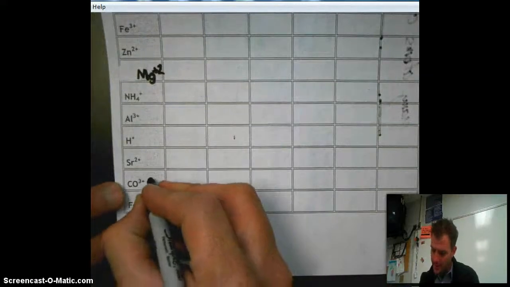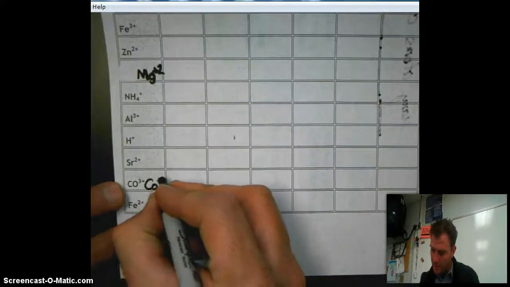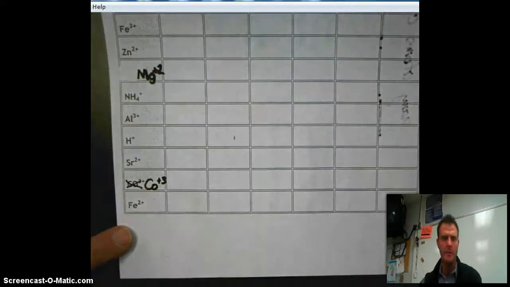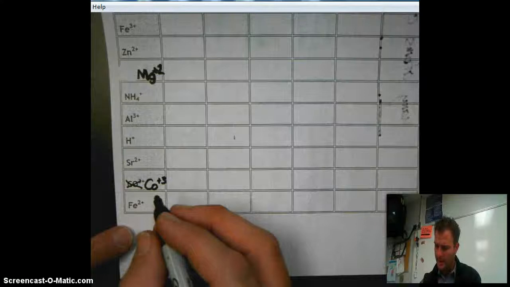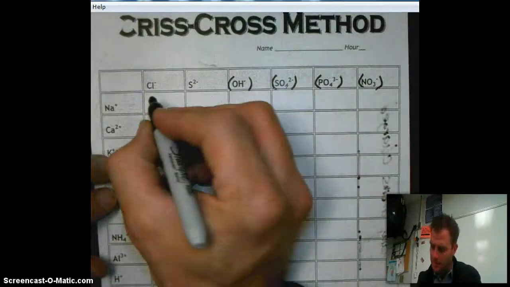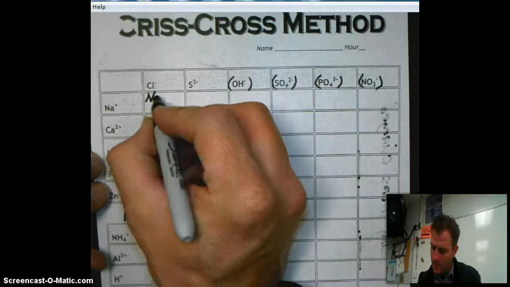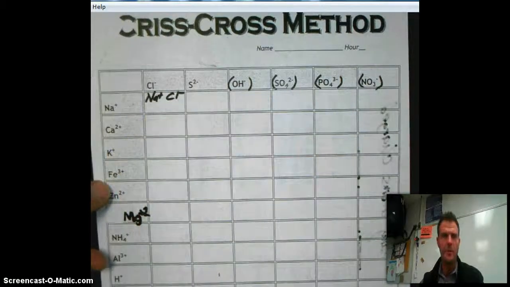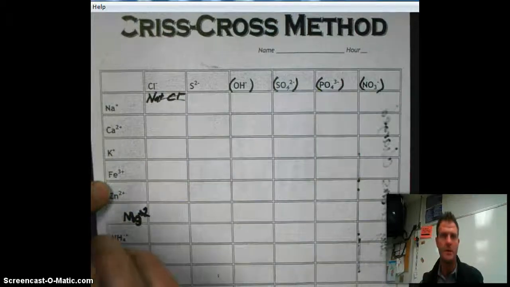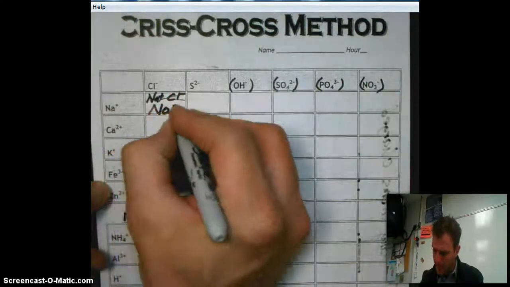Now, this is cobalt plus 3, not carbon monoxide with a plus 3 charge. Okay? So here we go. Na plus, Cl minus. Just like we did in our example, crisscross it. NaCl. Okay, I'm going to work these on this paper, and then you guys can see what I'm doing a little bit better.